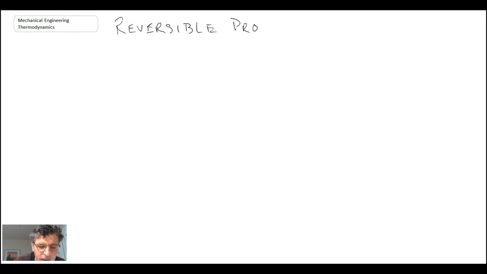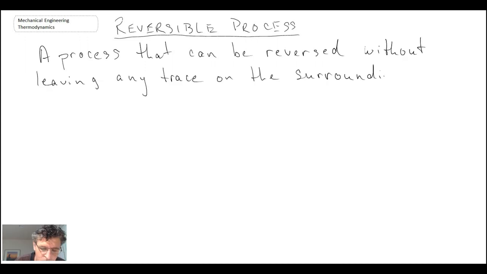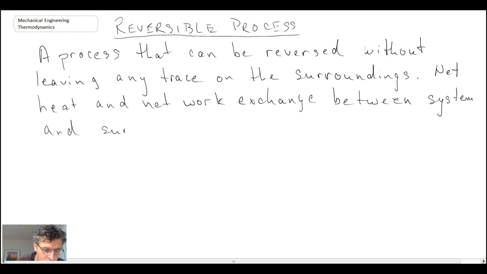Now, in reality, no process is reversible. Every process that we'll be dealing with in the real world is irreversible. However, what we do in thermodynamics is study reversible processes and look at them as ideal cycles, because this would be the highest efficiency that we could achieve with any real world cycle, which we never will, because there are certain things in it that prevent us from having a reversible process. But to begin with, I'll give you a definition of a reversible process.